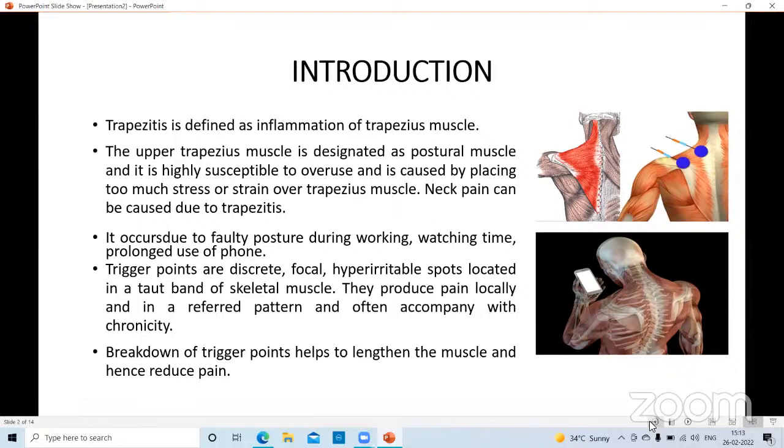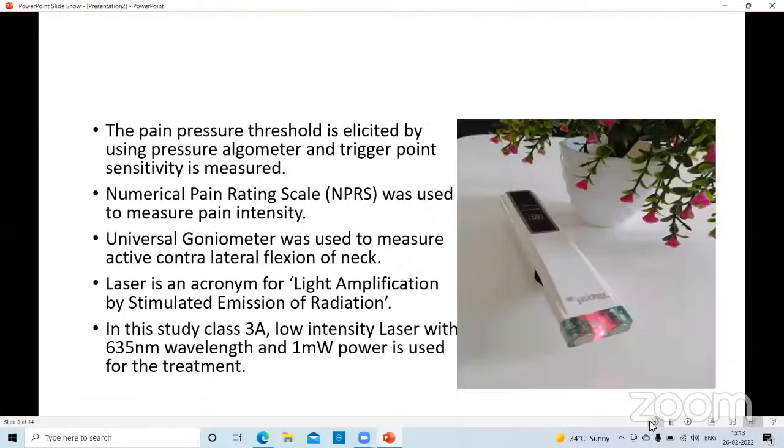Trigger points are discrete focal hyper-irritable spots located in a taut band of skeletal muscle. They produce pain locally and in a referred pattern and are often accompanied by chronicity. Breakdown of trigger points helps lengthen the muscle and hence reduce pain. Pain pressure threshold is elicited using a pressure algometer and trigger point sensitivity is measured. NPRS was used to measure pain intensity. Universal goniometer was used to measure active contralateral flexion of the neck.